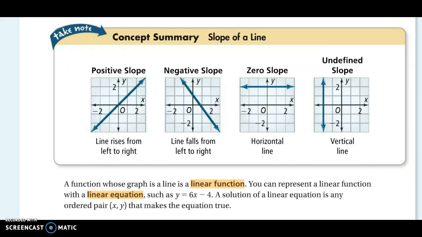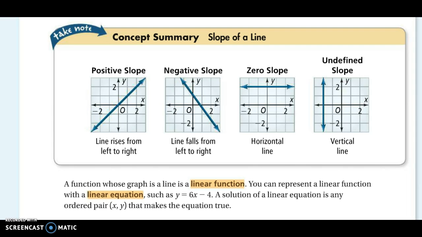Here's a quick summary of what kind of slopes you can get. In the first picture, you see positive slope because it rises from left to right. In the second picture, you see a negative slope. You could have zero slope. This is when 0 is in the numerator, or an undefined slope when you have 0 in the denominator.